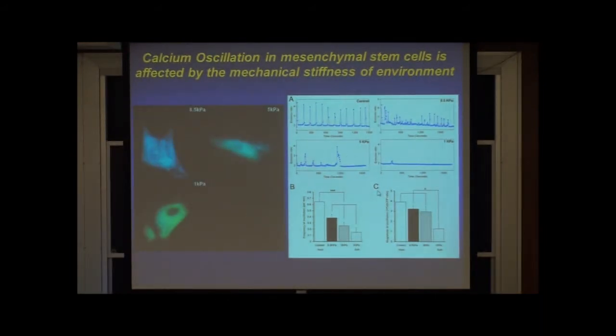So basically, if you look at the different stiffness of the gels, if you culture on very hard glass bottom, then you can see spontaneous calcium oscillation nicely. If you culture on relatively medium stiffness, it will be reduced. If you culture on very soft gel, the calcium oscillation is almost gone, okay? Suggesting possibly this extracellular mechanical environment would affect intracellular tension and therefore moderate the calcium channel on the cell membrane and affect the calcium oscillation, okay?